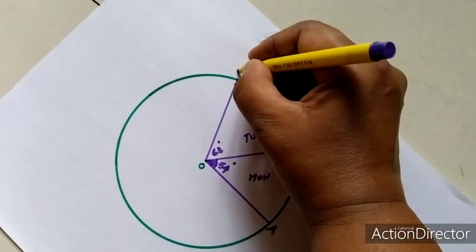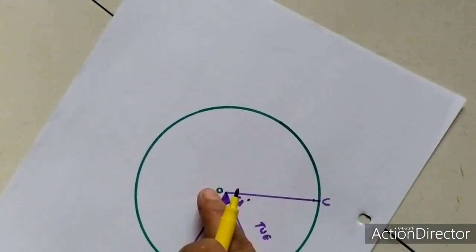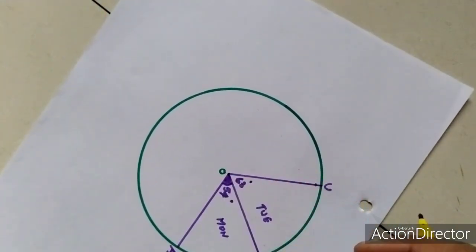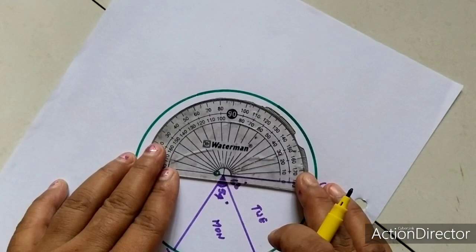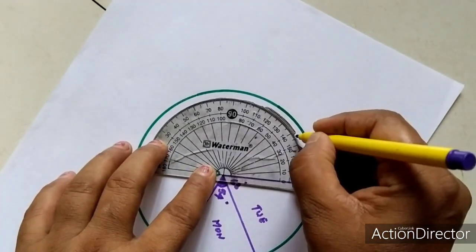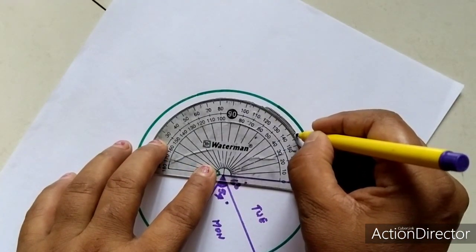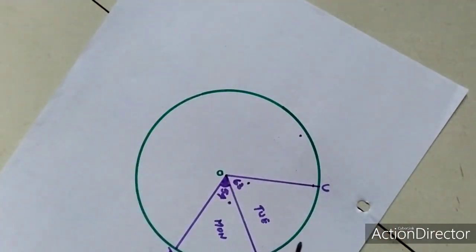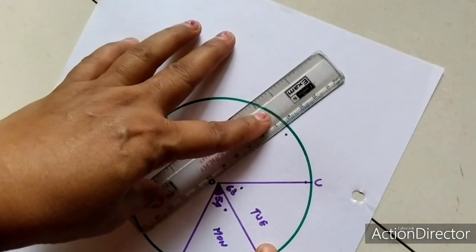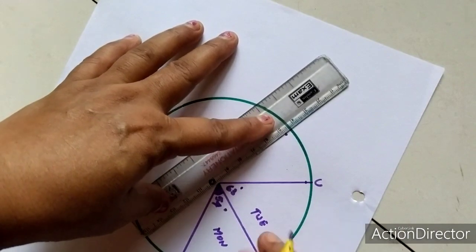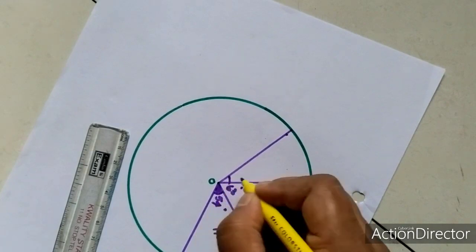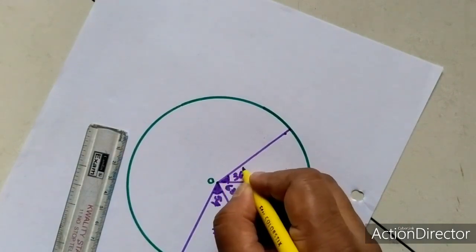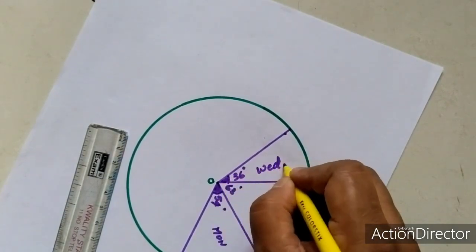Now mark this as C. Now with the help of this third radius, we are going to make another angle as 36, because on Wednesday the central angle was 36. So here it is, 36, which is exactly 4 degree less than 40. So I am going to make the central angle for the next day, that means for Wednesday, it is 36 degree. This was for Wednesday, okay.